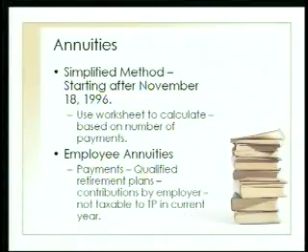Okay, so that is how you do the simplified method. It's a little worksheet that they give us. You read through line by line, and basically you're coming up with the taxable portion that is going to be included in the income. And then we had first figured out the excludable amount. For annuity starting after November 18th, 1996, we will be using the simplified method, not the general formula that we use.